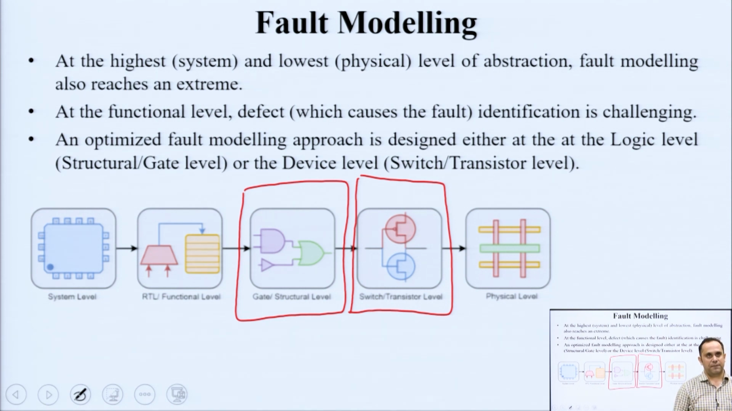So, most of the fault detection, identification, modeling or removal process is generally focused around either the gate level or the transistor level in the hierarchy. And this is where you include both the device and the circuit as well. So, you are able to isolate a majority of the faults at these two levels. Most of our fault modeling analysis is going to be focused at these two levels of abstraction.